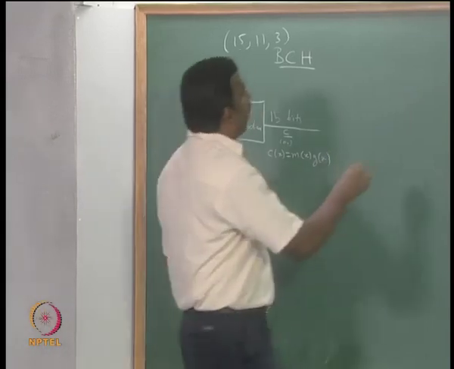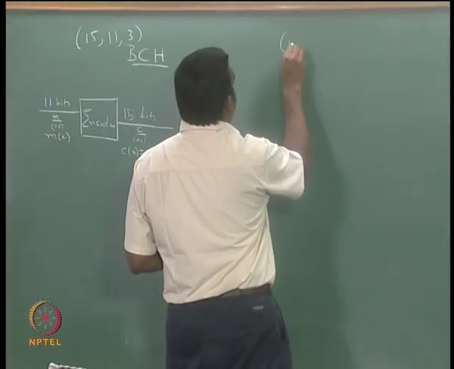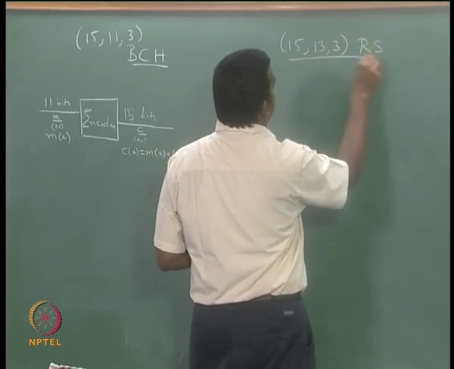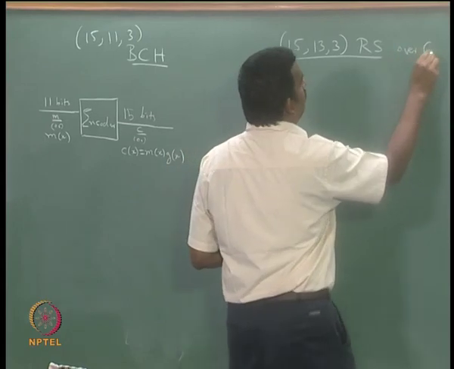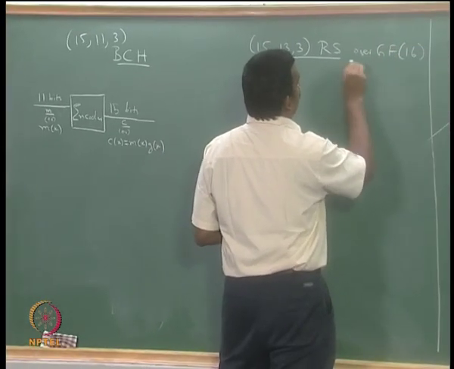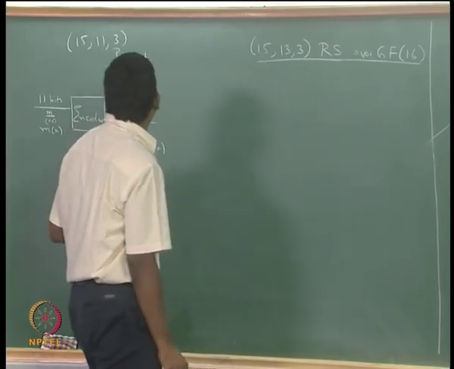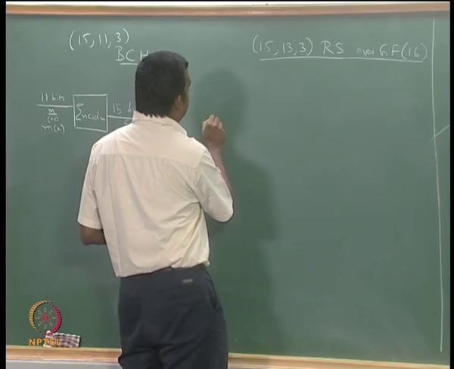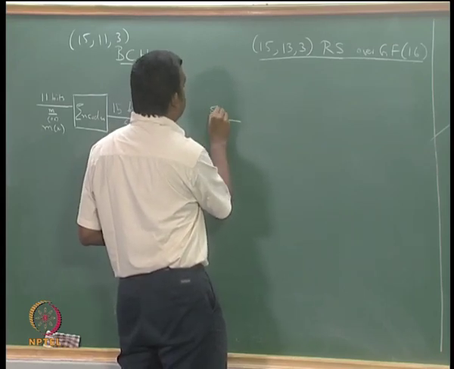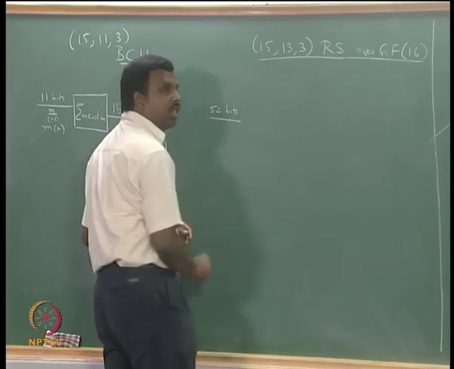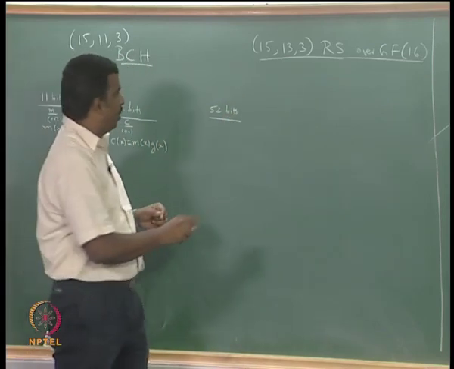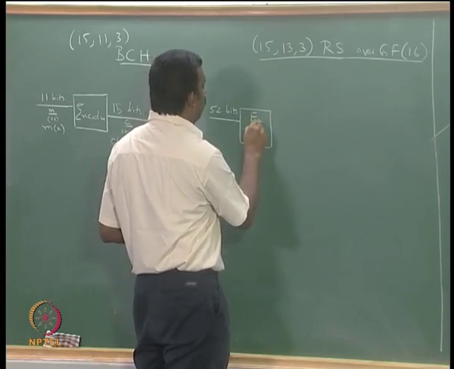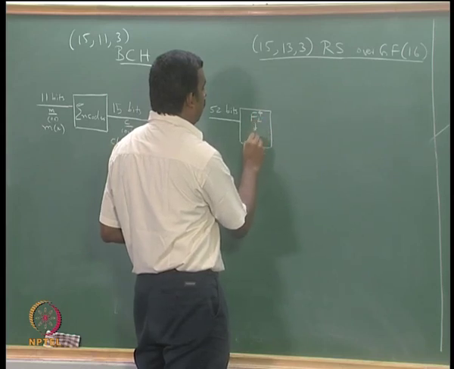Okay. What would happen for the 15, 13, 3 Reed-Solomon code over GF16? You would first have how many bits? 52 bits, which you can think of as a binary message. What will you do here? You go from F2 to F16.